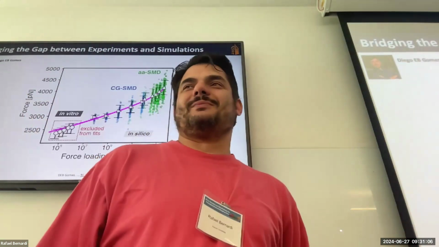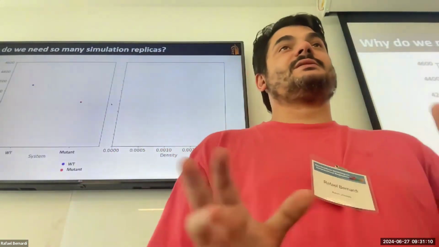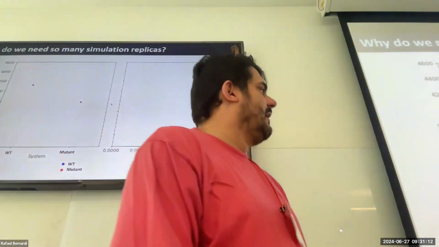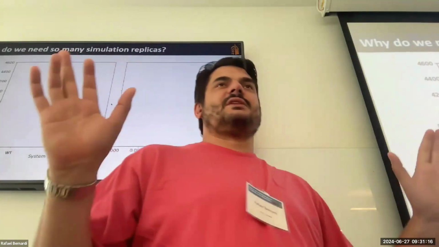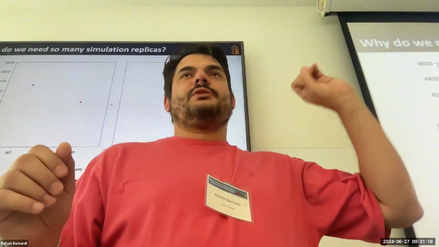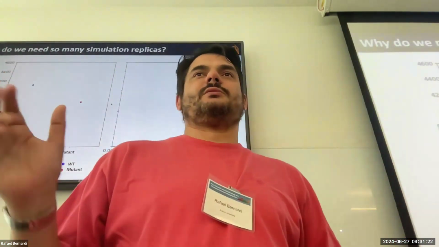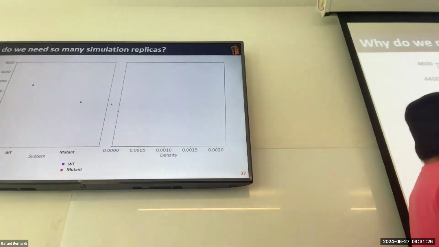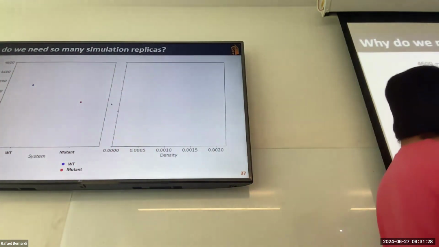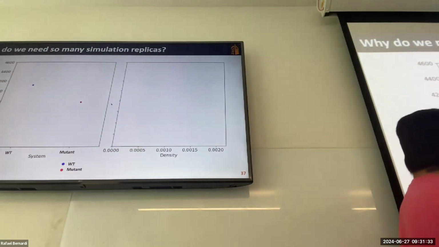Why do you need so many? I can give you one example from a test that we did. Just look at the wild type system and a mutant. You're interested in seeing if mutating something in this system is going to make it weaker or stronger. You measure once, and you see the force of the system. And you look at it and say, oh yeah, the wild type is stronger, it's 4,000. The other one is 3,600.